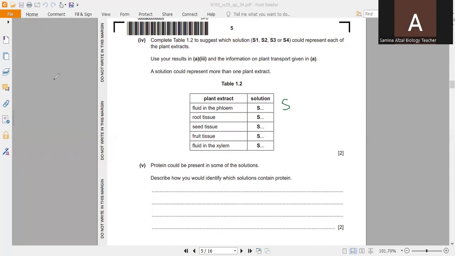So moving towards the next, describe how you would identify which solutions contain proteins. For this, for the presence of protein, we will conduct the biuret test.